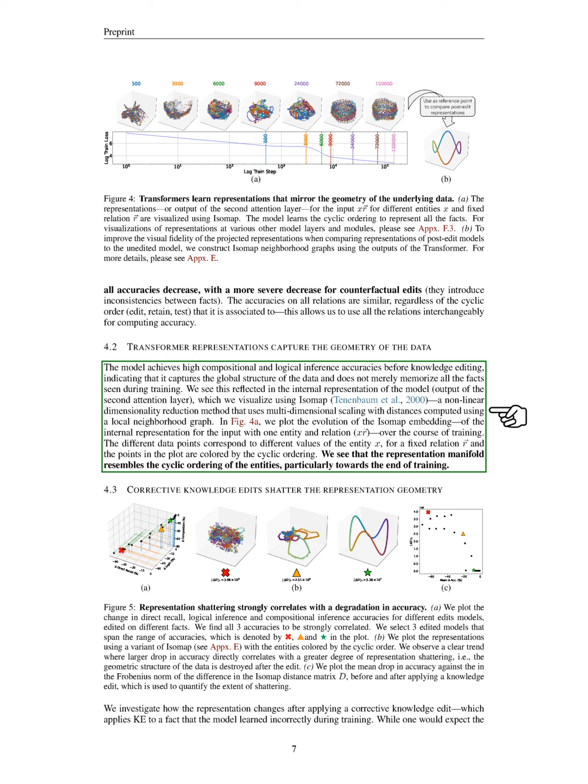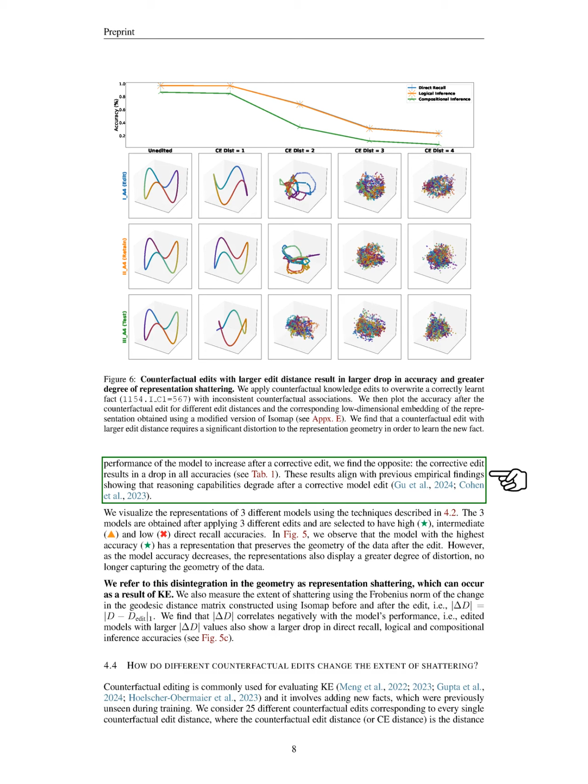When we apply corrective knowledge edits, we observe that the representation changes unexpectedly. Instead of improving performance, these edits lead to a decline in all accuracies. This aligns with previous findings that show reasoning capabilities can worsen after corrective edits.